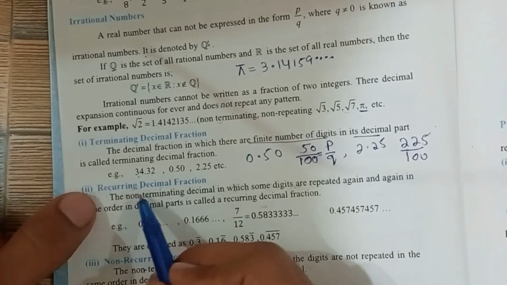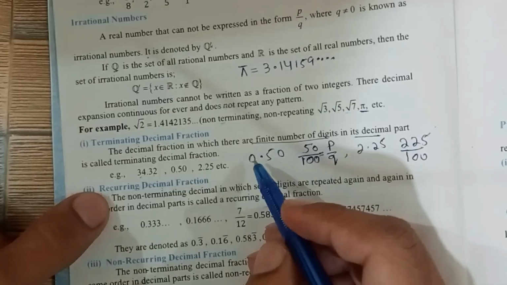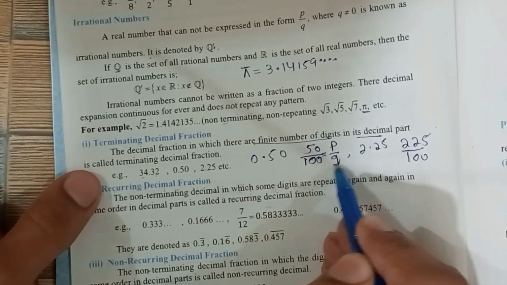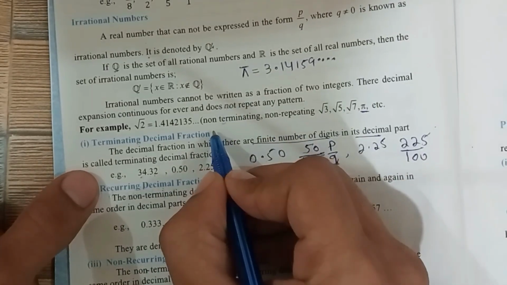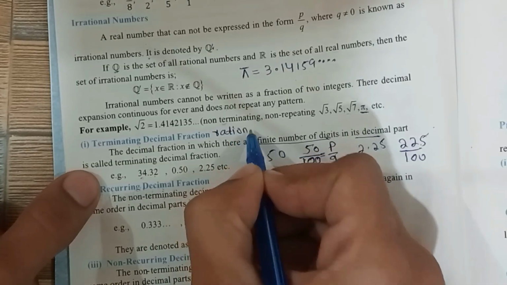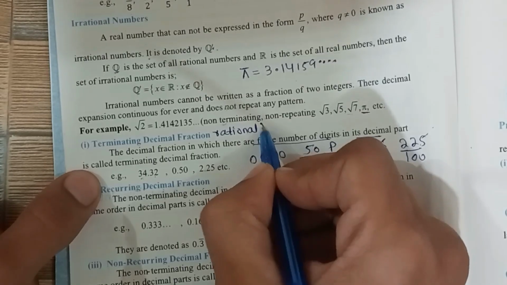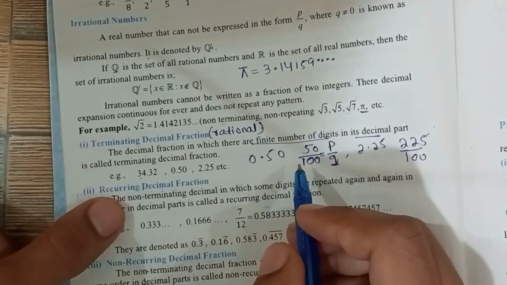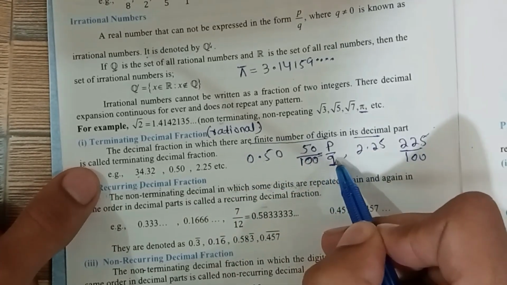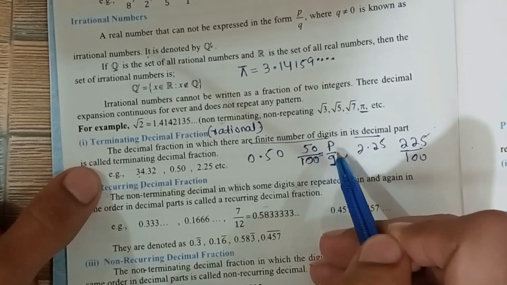So the next is recurring decimal fraction. The first one was terminating decimal fraction. So it is in the fraction form, so we will come to know it is rational. A terminating decimal fraction is a rational number. How did we come to know that it is a rational number? By bringing it into a fraction form or by knowing it has a finite number of digits.